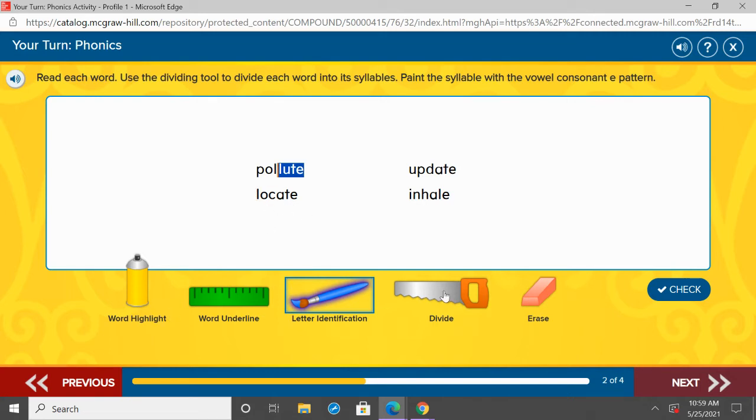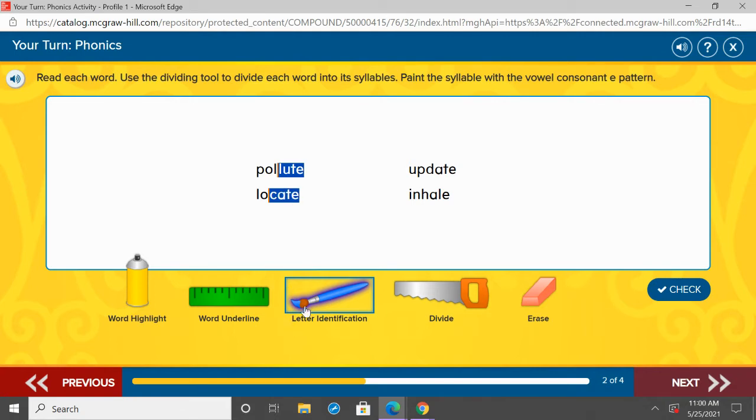Our next one is locate. Let's first break it up into our syllables. Locate. The syllables are lo and cate. So let's listen to this. We have consonant, vowel, consonant, E. That's going to make my A long. Remember, we don't hear the E. It's silent, but we have that long A sound because that E makes that vowel long.